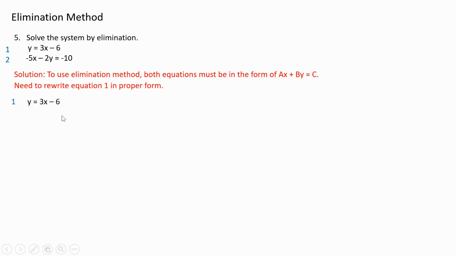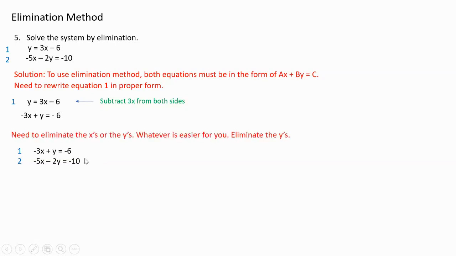So here I'm going to subtract 3x from both sides. So I have negative 3x plus y equals negative 6. Now it's in proper form. So by the elimination method, you decide which one you want to eliminate, the x's or the y's, whatever is easier. In my opinion, it's easier to eliminate the y's. Why? Because we only have to multiply one equation by a number, right? So in this case, we're going to multiply equation 1 by 2.